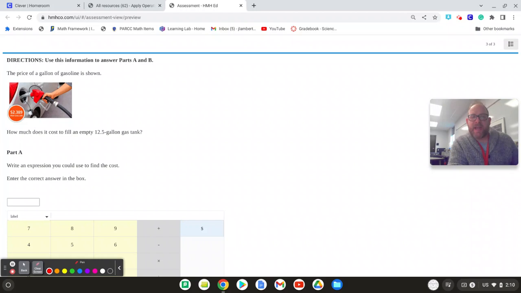So first thing I need is an expression that you could use to show the cost. Remember, expression does not get an equal sign, so I just need two numbers and an operator. Go ahead and give me what you got, and we'll check it out here in a second.